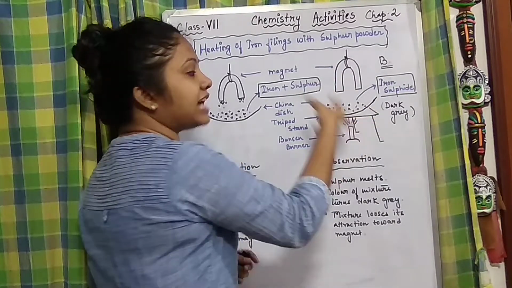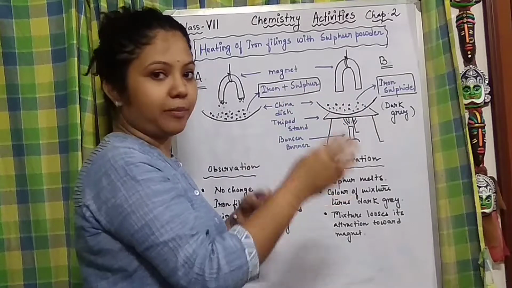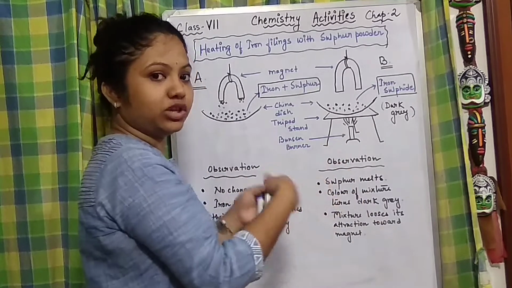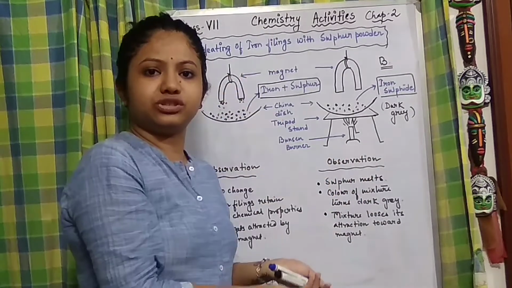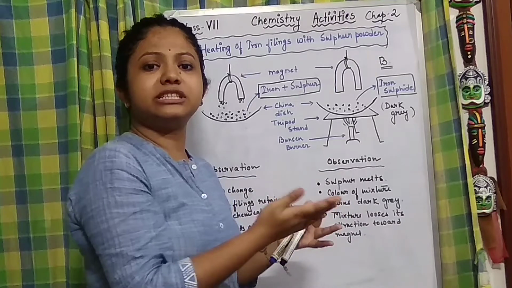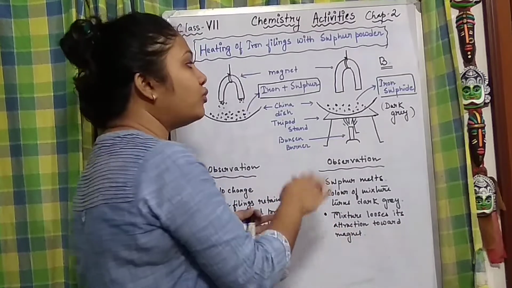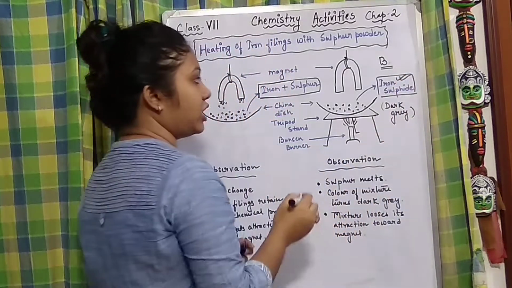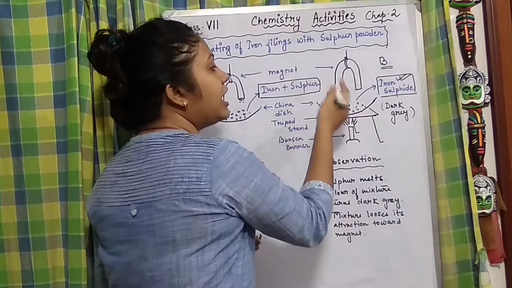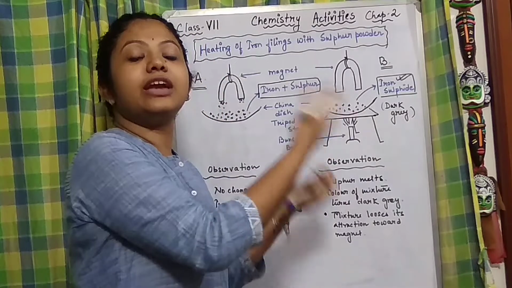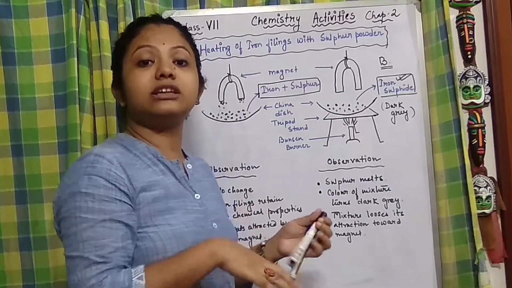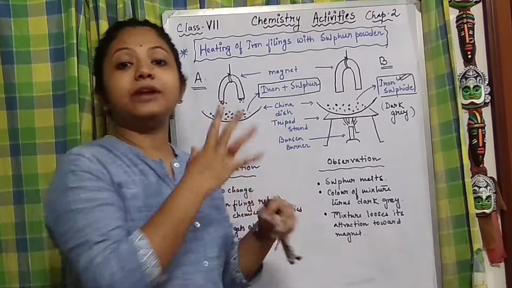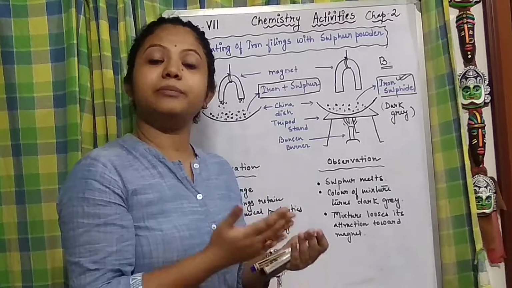Now how can we explain this phenomenon? This mixture was heated, and then we saw that the sulfur melts gradually and it becomes another mixture. So basically a new product has formed. And what is this new product? This is the iron sulfide. Iron mixed with sulfur, when heated, gave rise to a new product, the iron sulfide. And iron sulfide does not have that property of being attracted by the magnet.